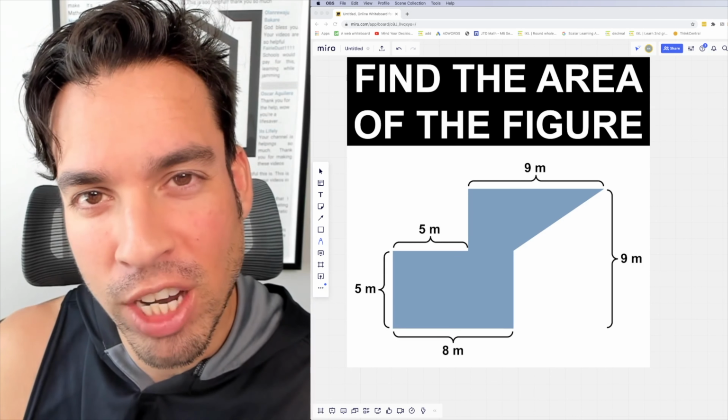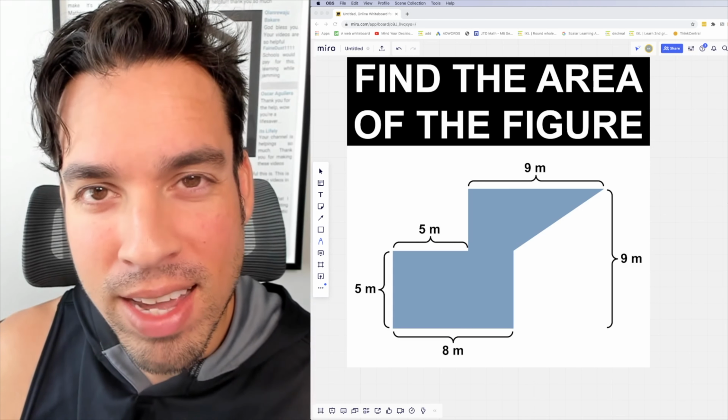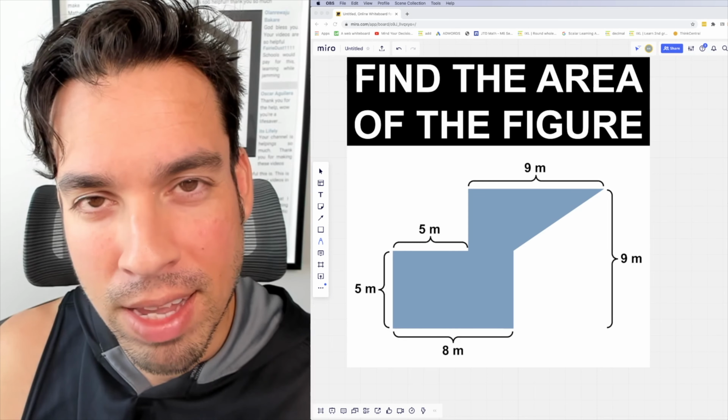In this one, the objective is simply to find the area of the figure. Go ahead and hit that pause button and see if you can figure it out. When you're ready, hit play and I'll give you the explanation.